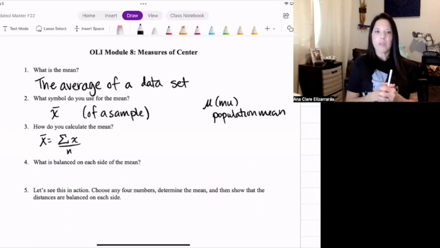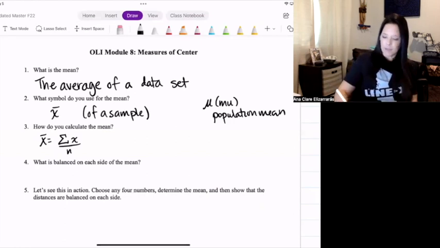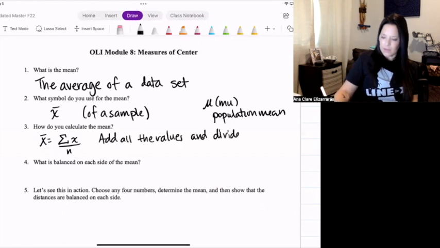What does that mean? Sigma represents sum. It means you add. X is every single value in the data set, and n represents however many there are in the data set. So you add all the values and divide by the number of values there are.